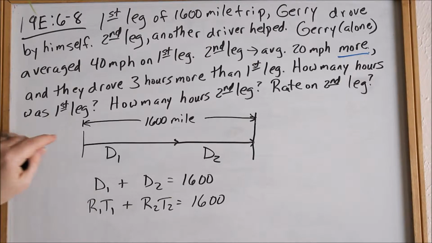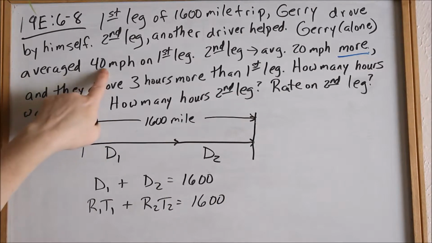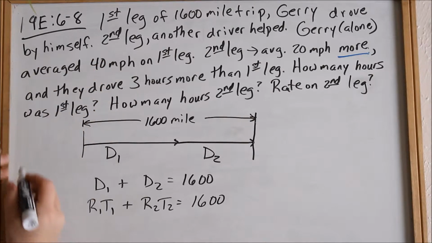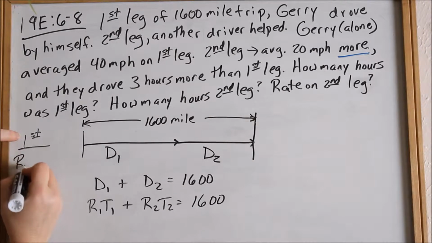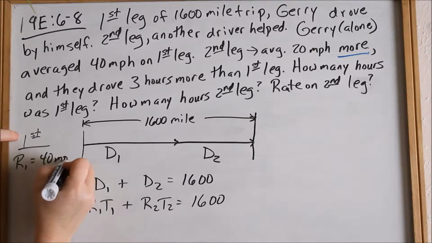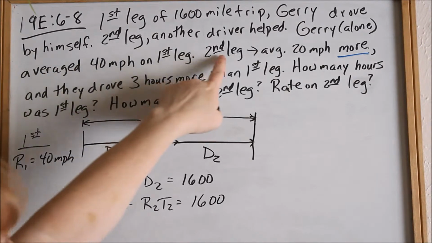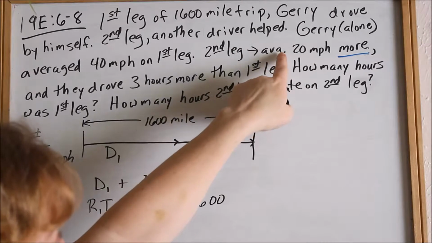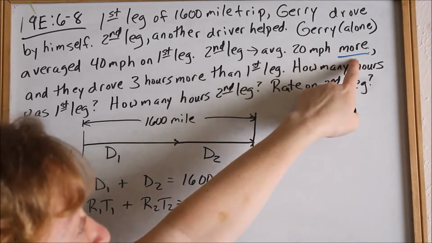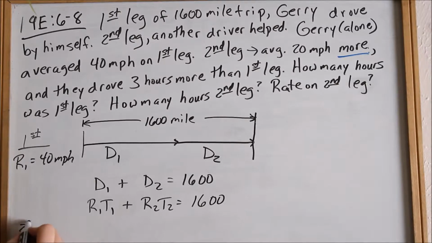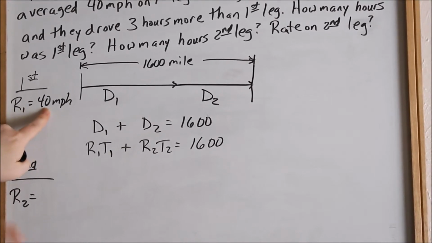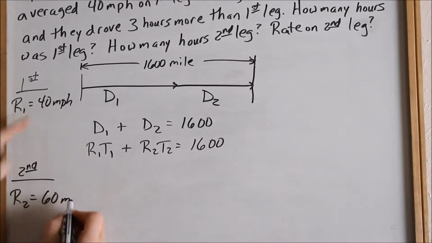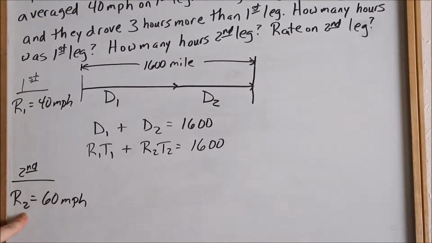Okay, so then it says Jerry, when he was alone, he averaged 40 miles an hour on the first leg. Alright, so for the first leg, let's write this information over here. For the first leg, his rate was 40 miles an hour. And then it said on the second leg, the two drivers together averaged 20 miles an hour more. Okay, so you have to get that more. So on the second leg, the rate was 20 miles an hour more than the first leg. So we can now say that the rate for the second leg was 60 miles an hour. Okay, because that's 20 miles an hour more than 40.